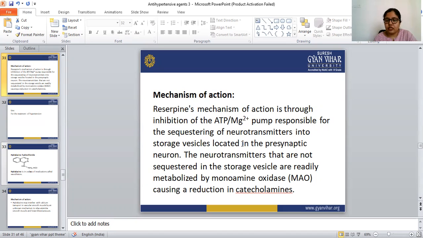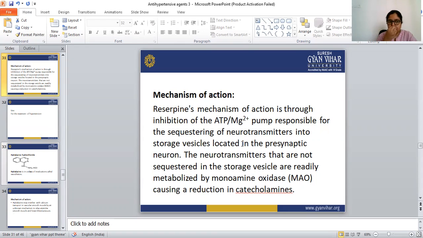The neurotransmitters that are not sequestered in the storage vesicle are readily metabolized by monoamine oxidase, that is MAO, causing a reduction of catecholamine. So this is the mechanism of action of reserpine.